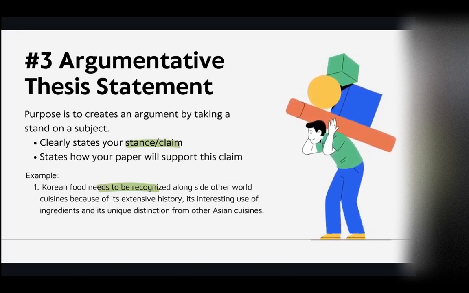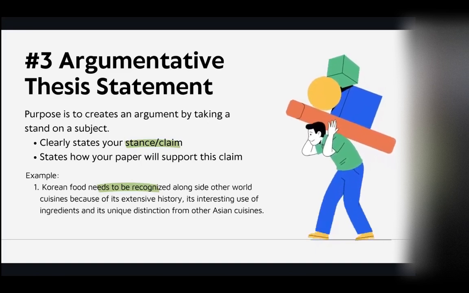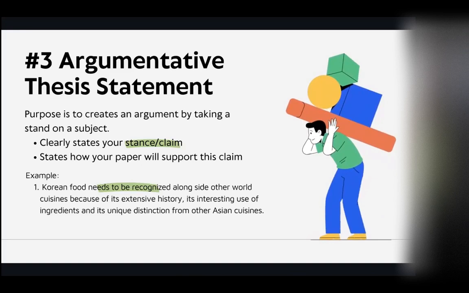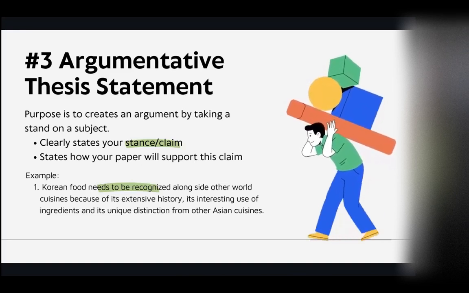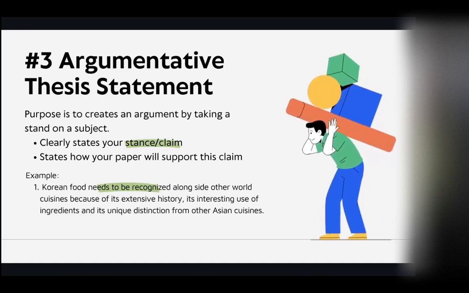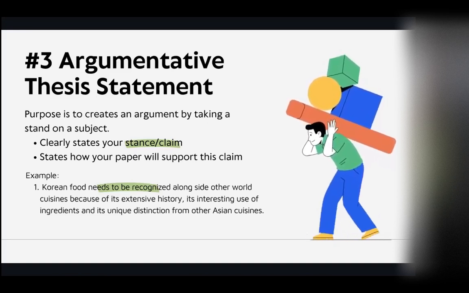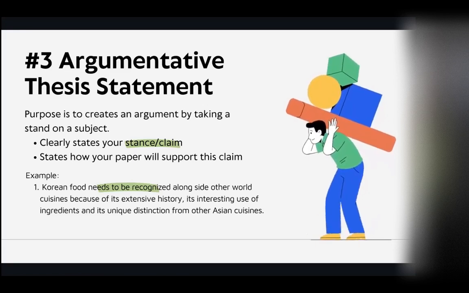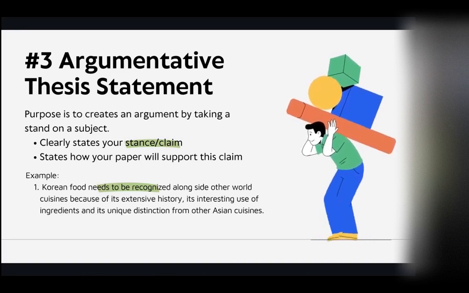So please feel free to write in the chat or please feel free to unmute yourself. What do you think is the stance or the claim of this thesis statement? What do you think? Do you think they think Korean food is not all that good and they don't deserve to be recognized? Or do they love Korean food and they want it to be recognized? What do you think is the author's stance here? What do you think they are trying to do with their essay? Feel free to write it down in the chat, unmute yourself, or give a reaction. Anything.